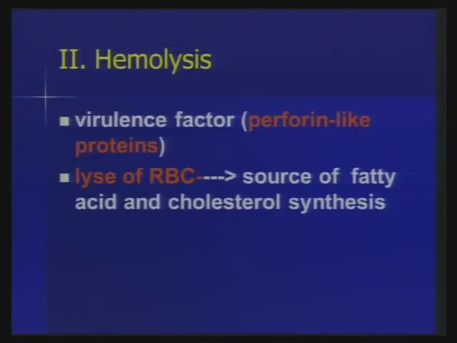And of course, they have to use the red blood cells, because they don't have the source to produce fatty acid and cholesterol. They cannot synthesize these. So they require the precursors from red blood cells. They need to lyse the red blood cells using the virulence factor. So the first thing is cell-to-cell attachment. The second thing is that they require red blood cells from the host. They have to lyse them and use them as the precursor to synthesize fatty acid and cholesterol.